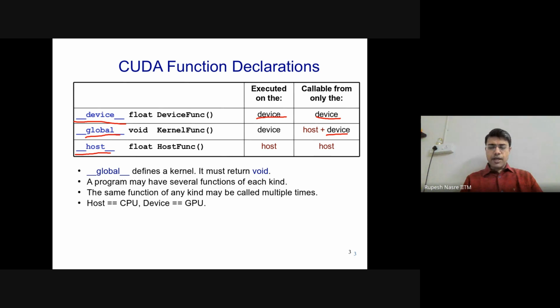Can somebody tell me why you require a __host__ function? I mean, if you don't specify, then by default anything is a host function, right? It's a CPU function. That is what happens in C. So for example, main we don't declare as __host__. So can somebody think of why that would be specified?